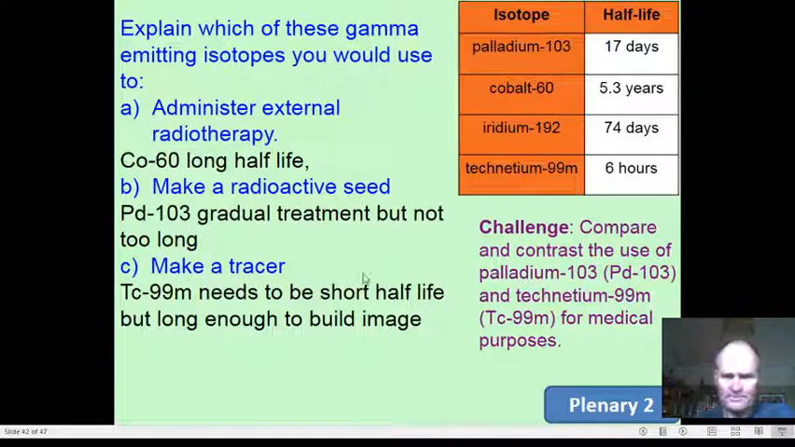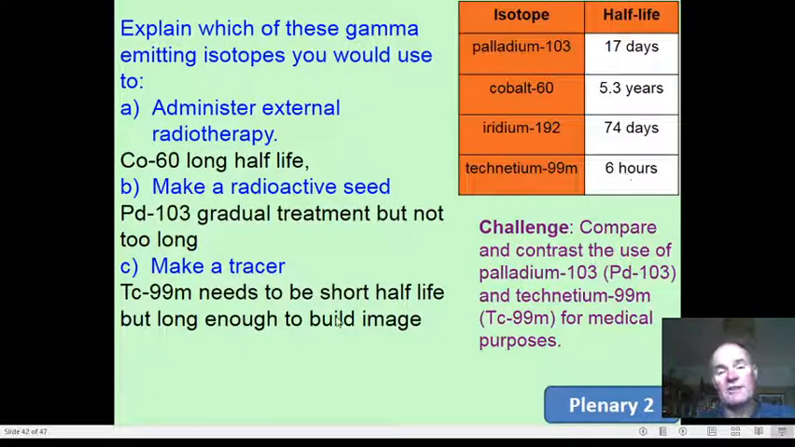Now, to make a tracer, technetium-99, it's got a half-life of 6 hours. So therefore, if we're going to inject it or somehow get it inside the body, we don't want it to hang around in the body too long, because obviously, all ionizing radiation is dangerous to the body. So 6 hours is a decent amount of time there, because within a day or two, most of the activity has gone. And of course, the body's natural systems will excrete things that they don't particularly like. So it'll be moved out of the body.